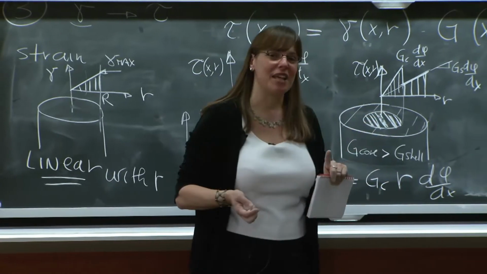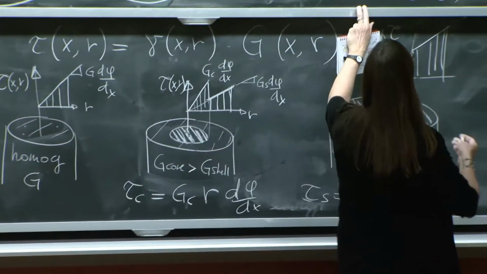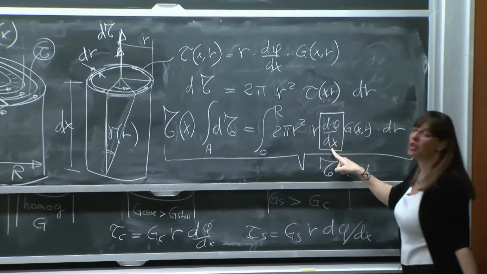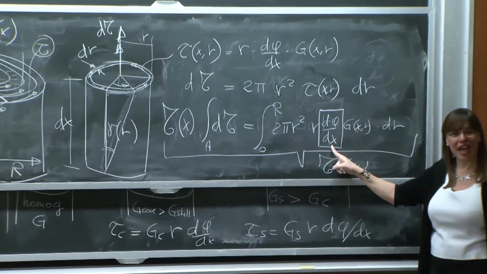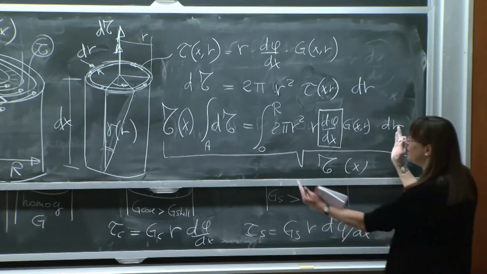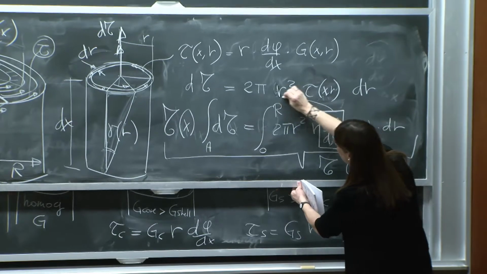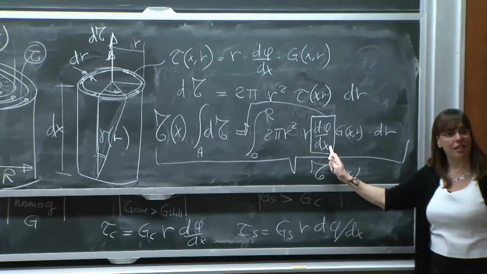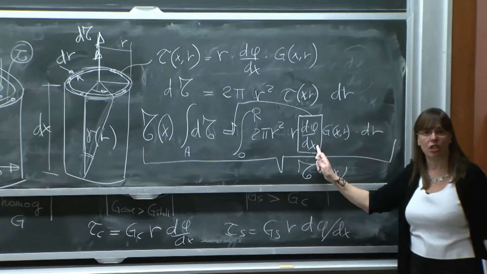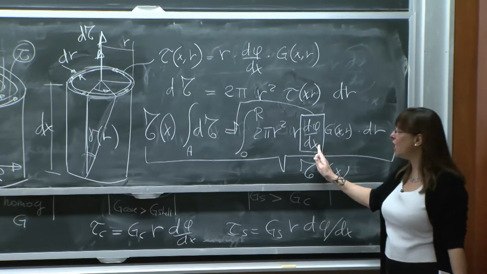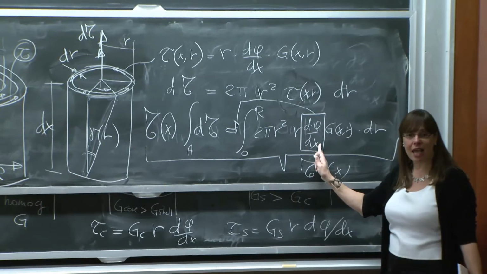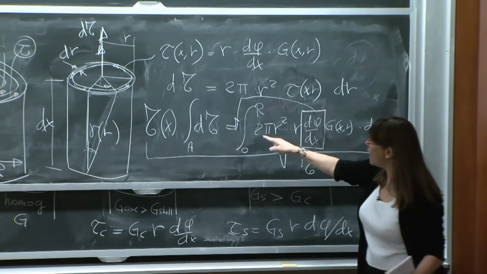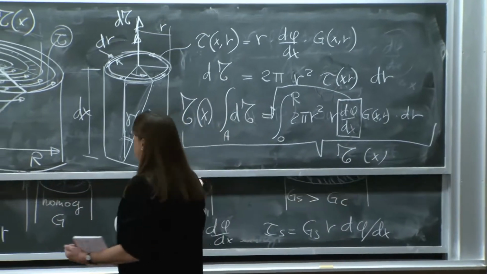The rabbit comes out of the hat in this part. See this dφ/dx? Here is the rabbit. This is the rabbit, and this is the hat. The rabbit can come out of the hat. Why? Because dφ/dx is constant over the cross-section. dφ/dx does not change with r. It's the same at every point of the cross-section. So the rabbit is out of the hat here, and that helps us immensely.